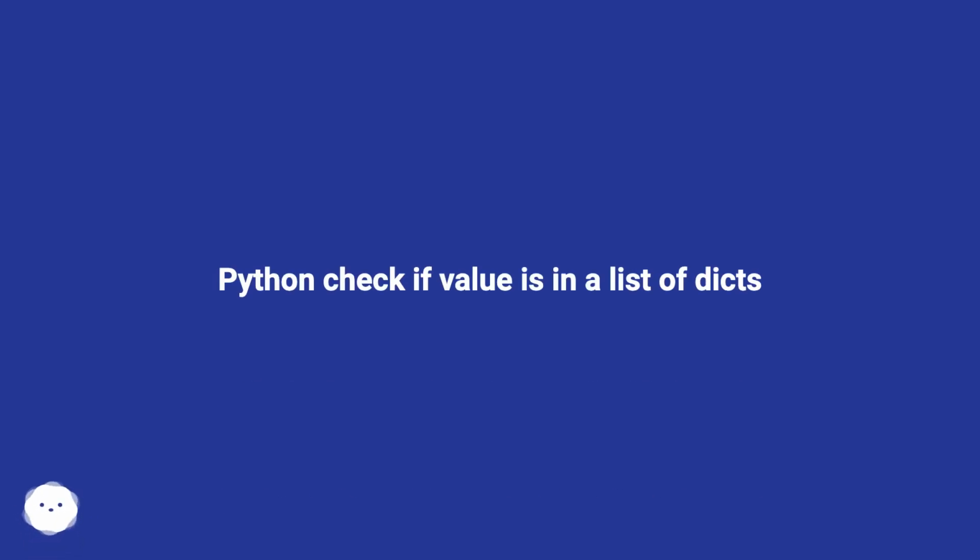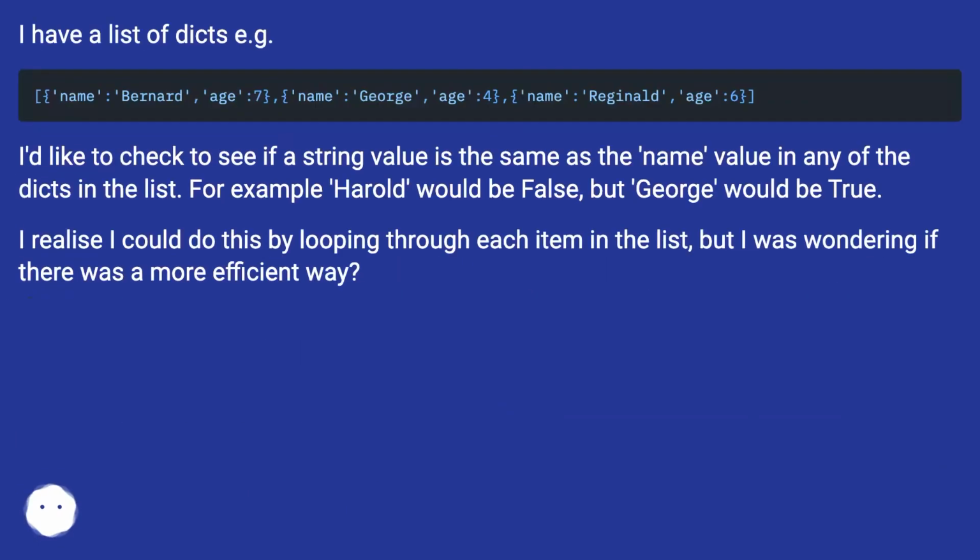Python: check if a value is in a list of dicts. I have a list of dicts, for example. I'd like to check to see if a string value is the same as the name value in any of the dicts in the list. For example, Harold would be false, but George would be true. I realized I could do this by looping through each item in the list, but I was wondering if there was a more efficient way.